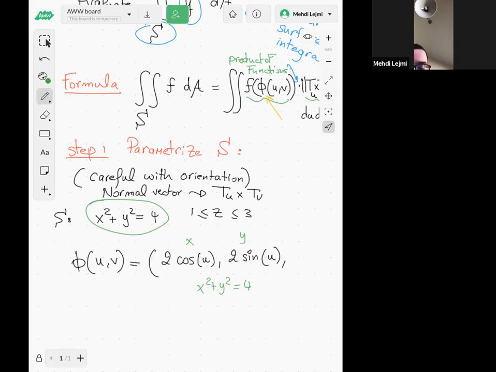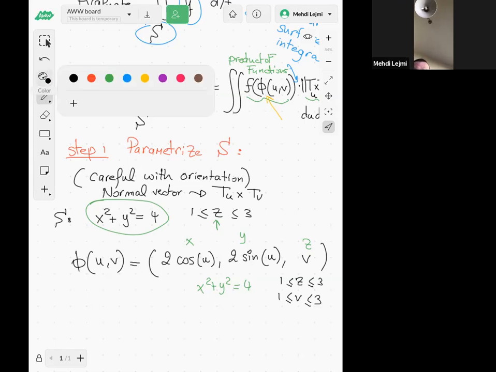Now, there is another variable, which is z, right? So what would be the value of z? Well, there's no equation on z, so there's no restriction on z. The only restriction is that z is between 1 and 3, which is the domain of z. So my z is just an independent variable. That will be my second parameter, v. So z must be between 1 and 3, in other words, v must be between 1 and 3. So this is my parameterization, and the domain, of course.